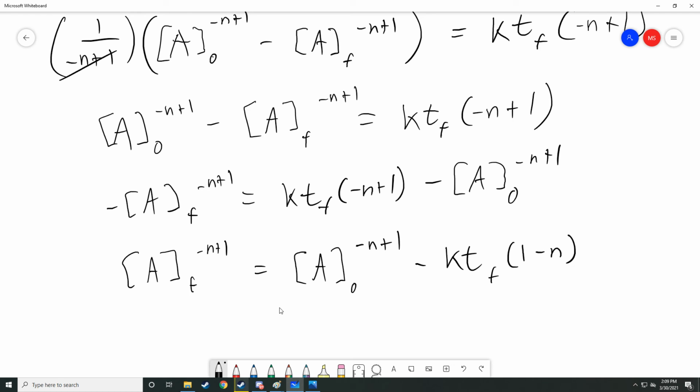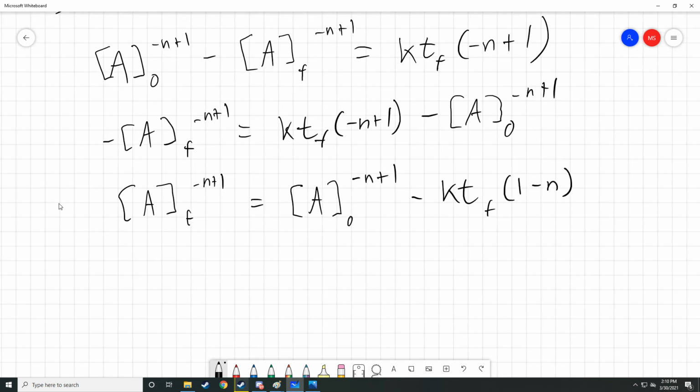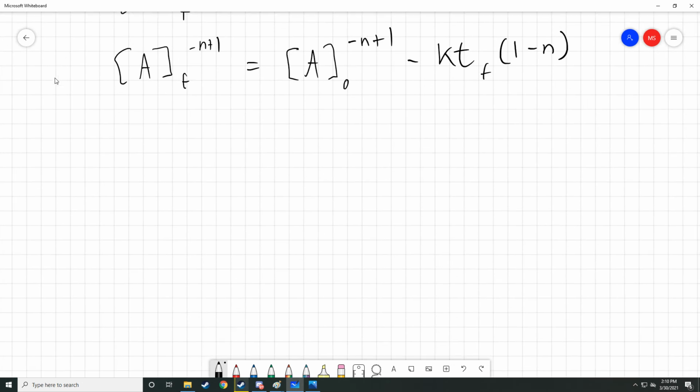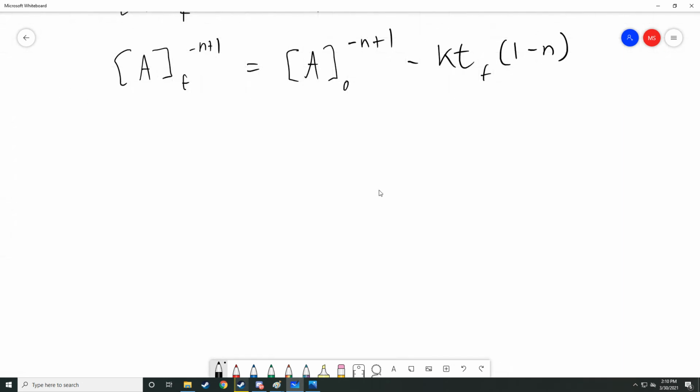You could say this is your general rate law for a reaction of order n with respect to A as long as n is greater than 1. You could leave it here. You could simplify a little bit. What I'm going to quickly do is show you that this does in fact work. So let's go ahead and do that with setting n equal to 2. Let's let n equal 2. So this is a second order reaction.